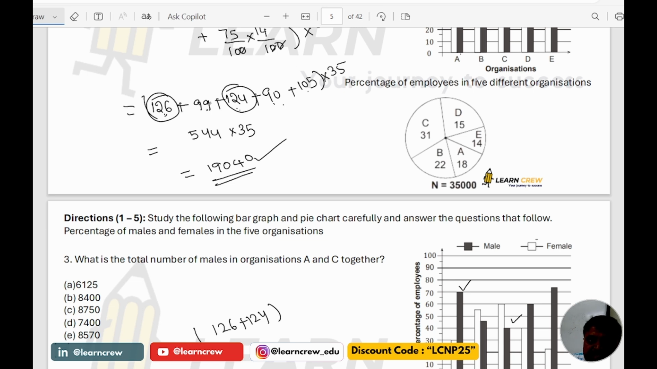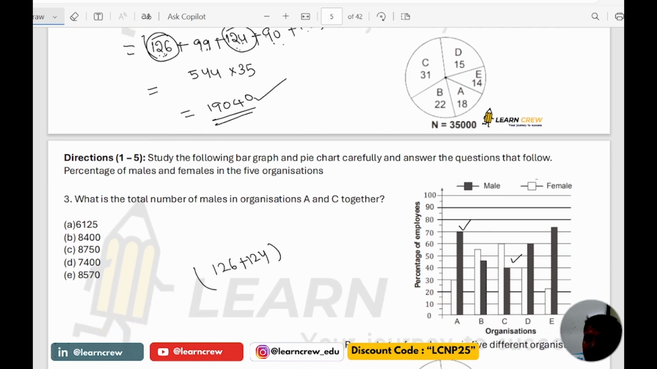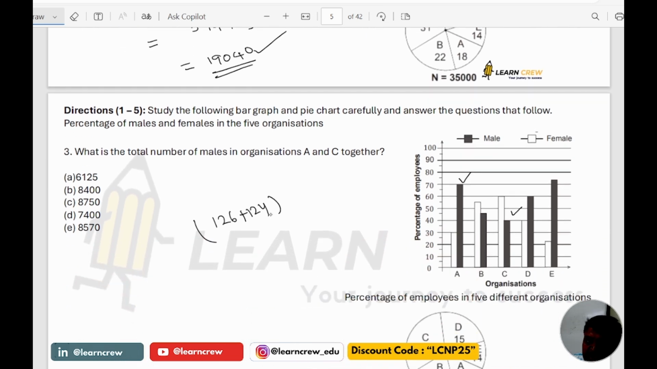This is A, B, C, D, E. Right? 126 into 35 is males in A. 99 into 35 is males in B. 124 into 35 is males in C. Like that in the previous question, we calculated the males in each and every organization. It is asked for only A and C now. So 126 plus 124 into 35, which is nothing but 250 into 35, which is 8750.